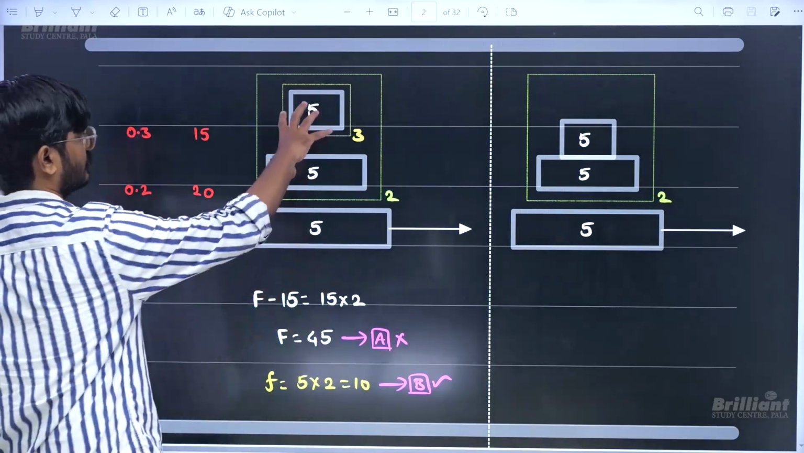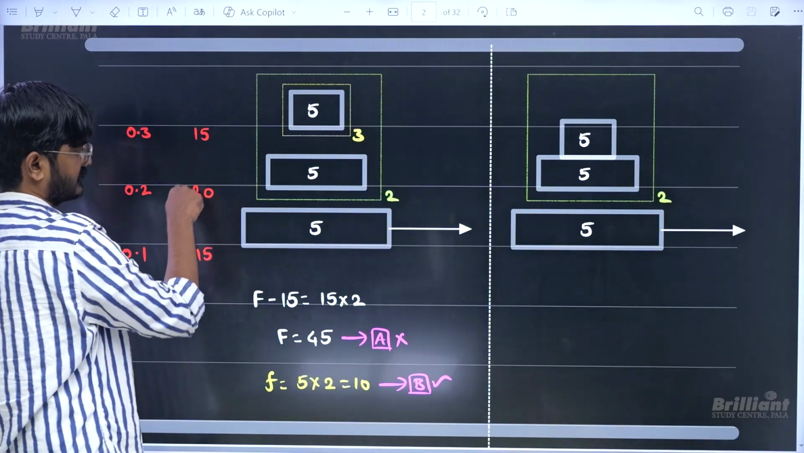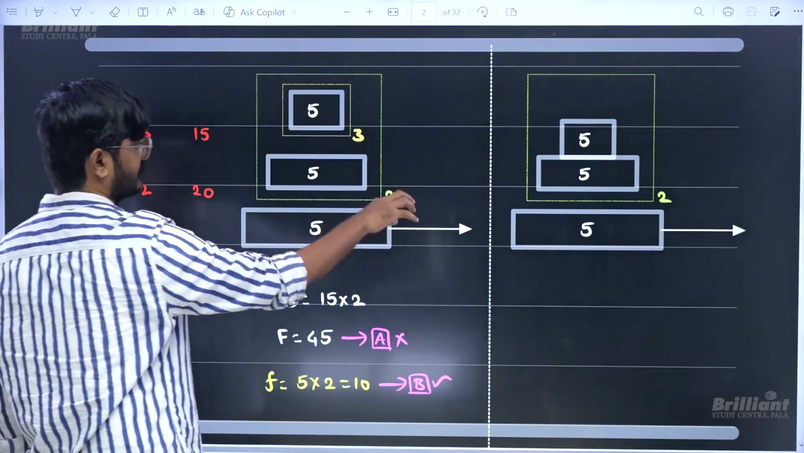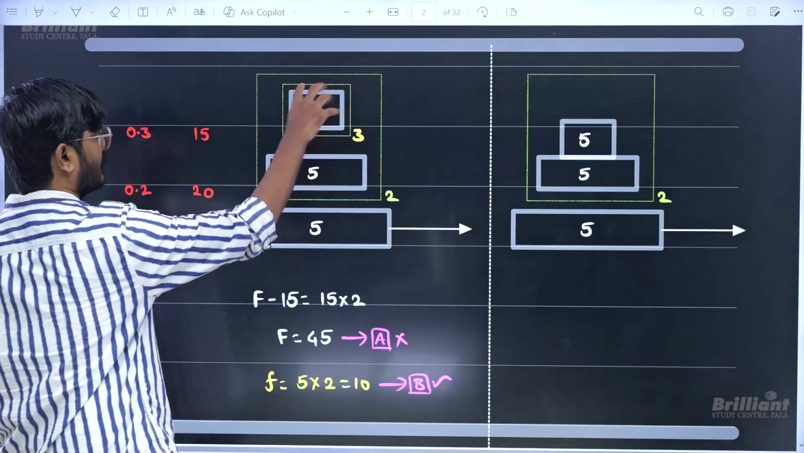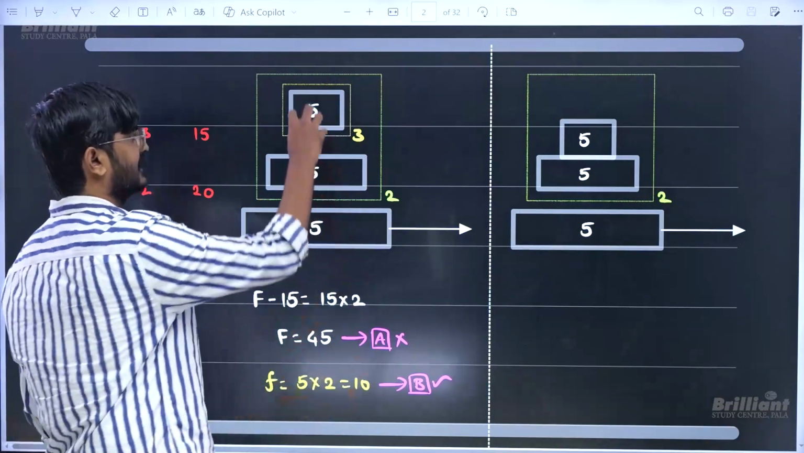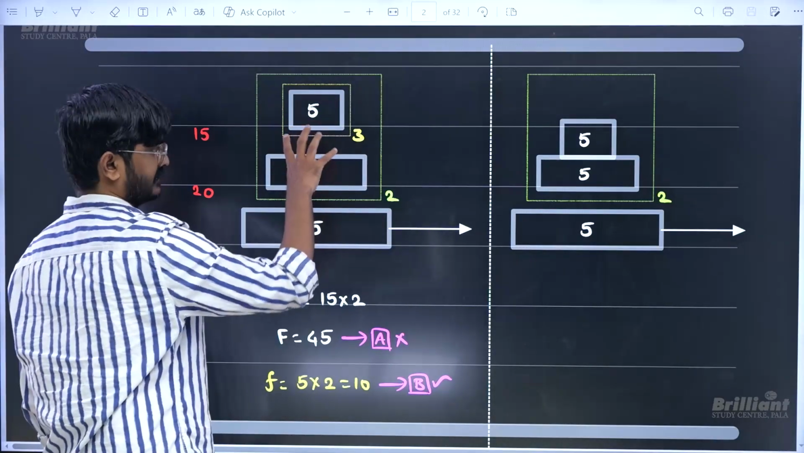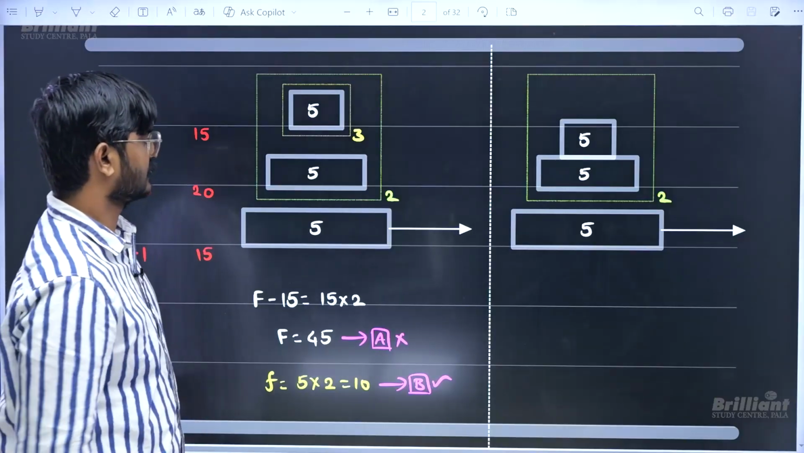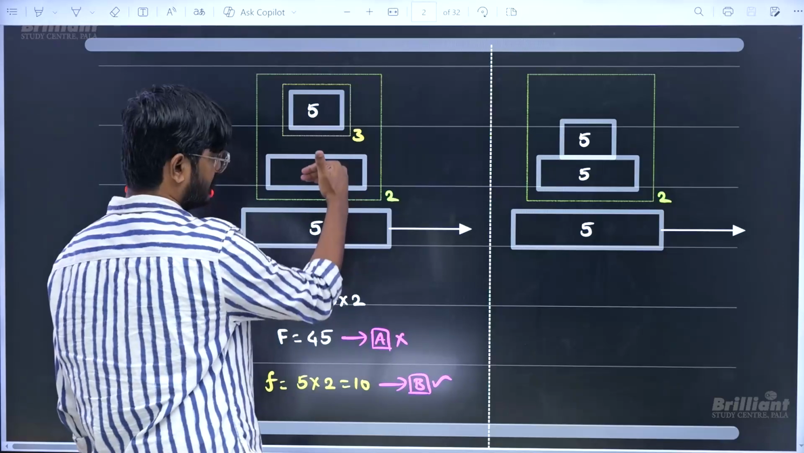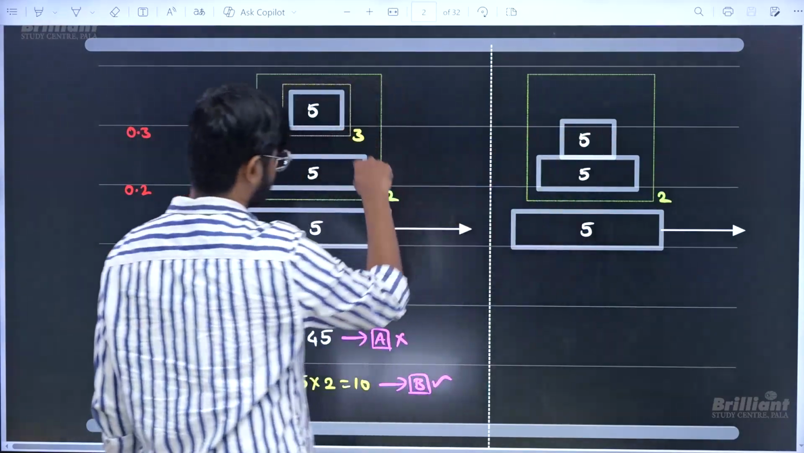If these two have to move together, the maximum force on these two together is 20, so the maximum acceleration of these two together is 2. The maximum acceleration of this one alone, because of this 15, is 3. So this guy can always catch up with this guy, and these two will always be moving together. When you keep increasing the force, there will be slipping between these two, but not between these two. So these two will be moving together with a maximum acceleration of 2 units.